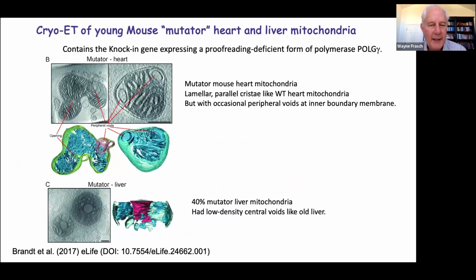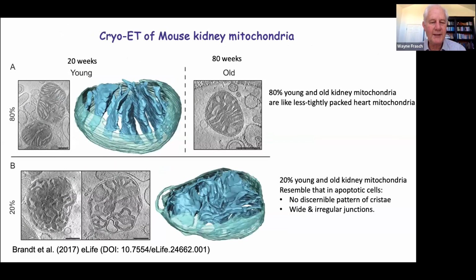He also looked at mutator mice, where you're expressing this polymerase that has been altered so that you can generate lots of mutations of the mitochondrial DNA. And so you can see that you do still have laminar parallel cristae, but they also form voids as well. And so the mutator, both in the heart, you'll see this, but also in the liver, and you'll see that it really looks like it's old liver.